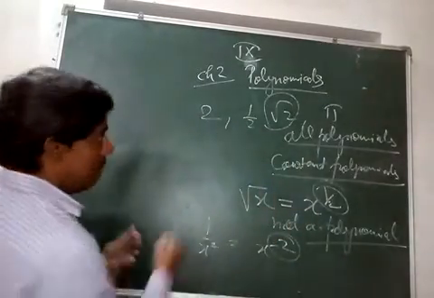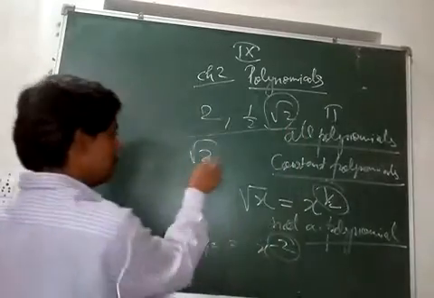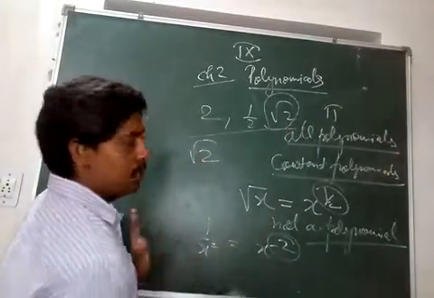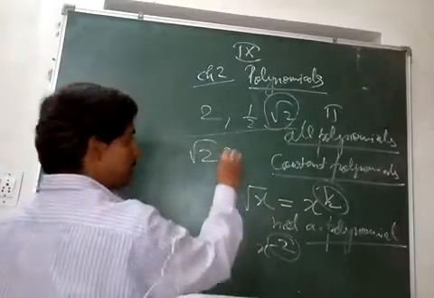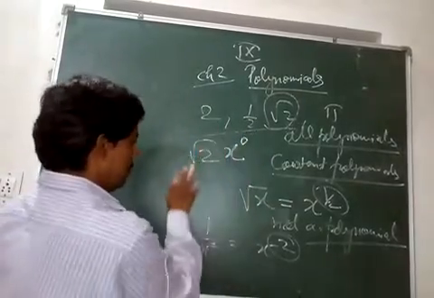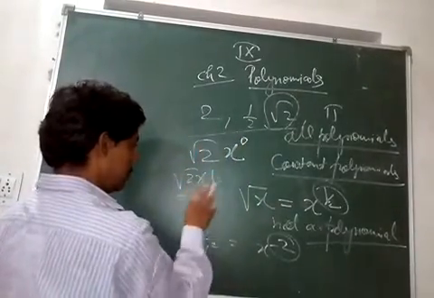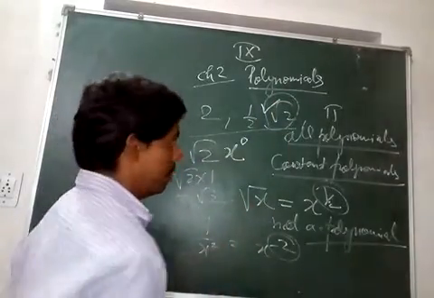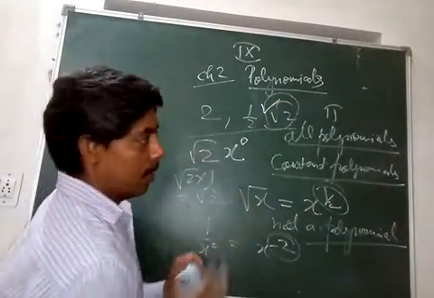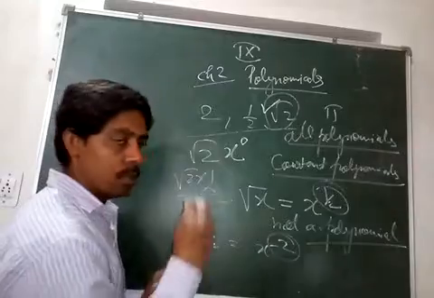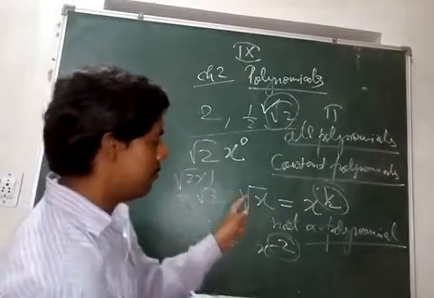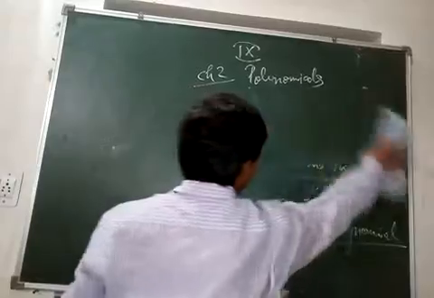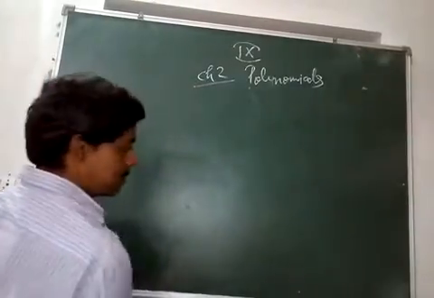Okay, and then you will ask, why is root 2 a polynomial? Because root 2 is a number, there is no variable here. So where is the variable? You will have to create it: x to the power 0, then you write root 2 into 1, that is root 2. So this is a polynomial, but root x is not a polynomial. Pi is also a polynomial. All real numbers are polynomials, called constant polynomials, but whenever a variable has come, you have to check its power.